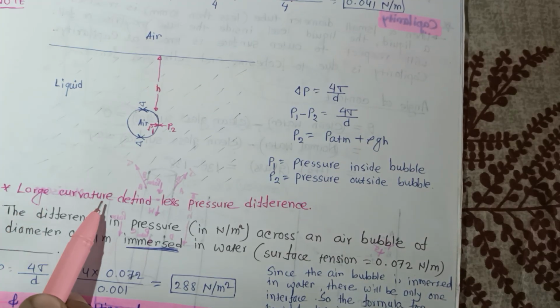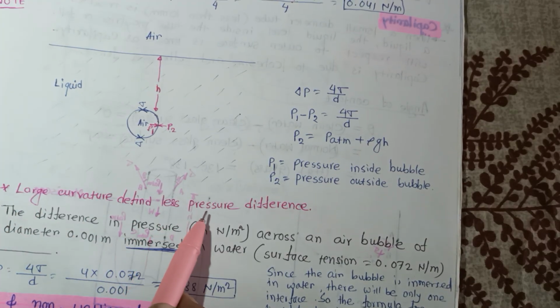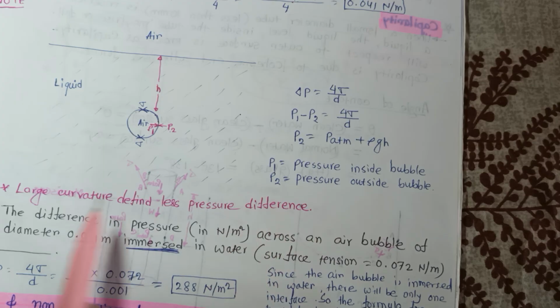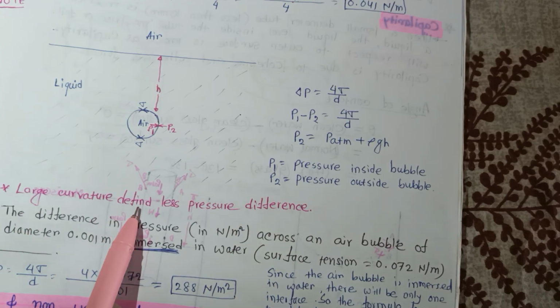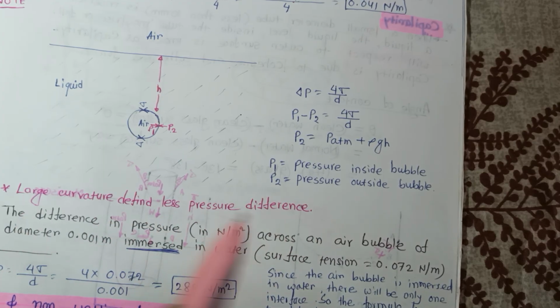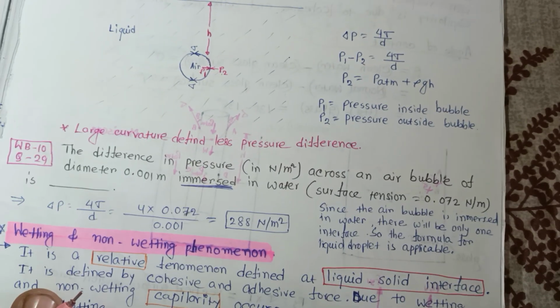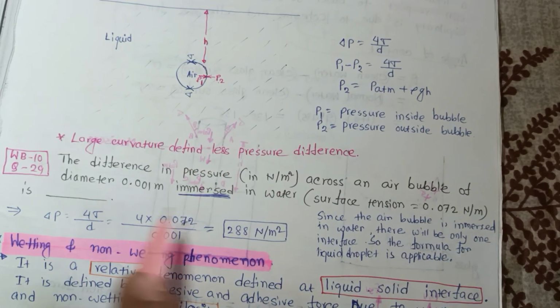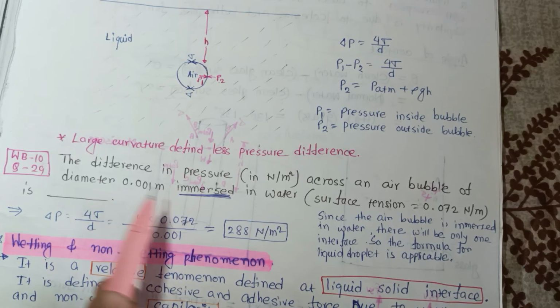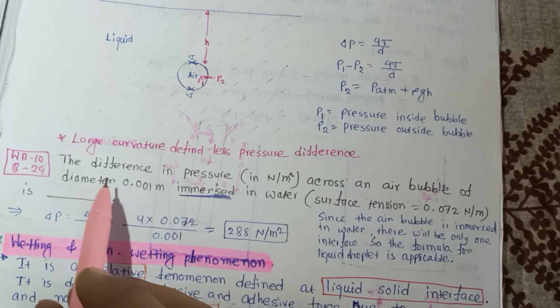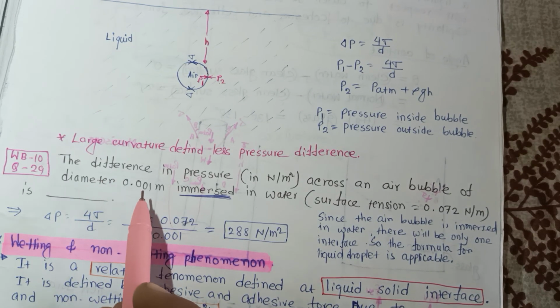So a large curvature means less pressure difference. Now try to understand one important question, probably a GATE previous year question. Try to understand that question, a very important question.